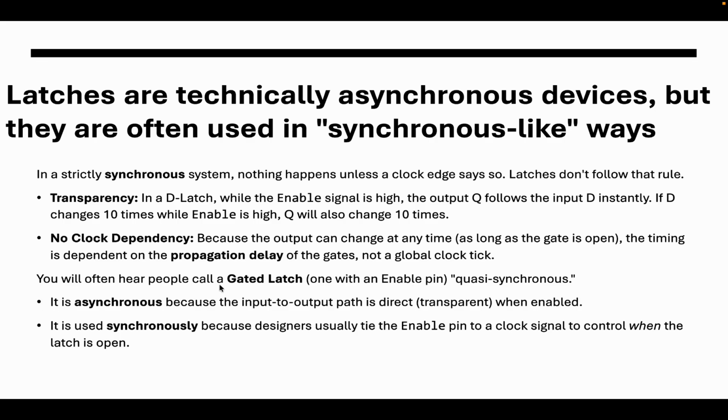You will often hear people call a gated latch, one with the enable pin, quasi synchronous. Now you might have a question: he is saying the latch is asynchronous, but he is also saying it is synchronous. How is that? It is asynchronous because the input to output path is direct, transparent when enabled. But it is used synchronously because designers usually tie the enable pin to a clock signal to control when the latch is open. So when you give the enable pin of the SR latch or any of the latches a clock signal, that is how they become quasi synchronous.